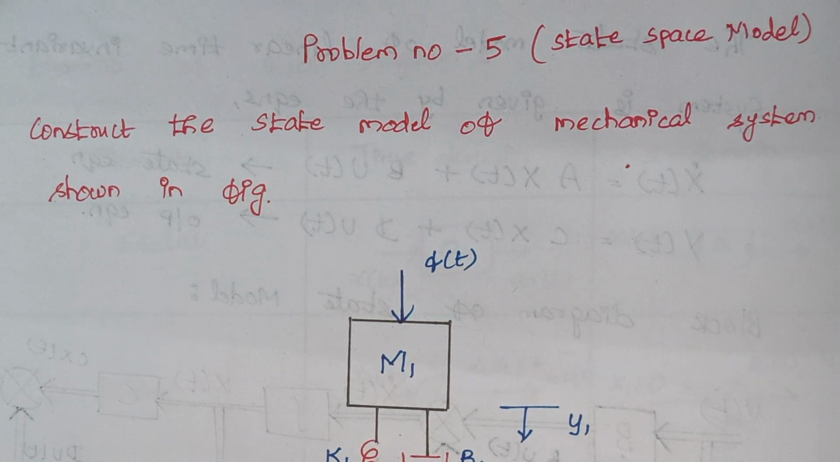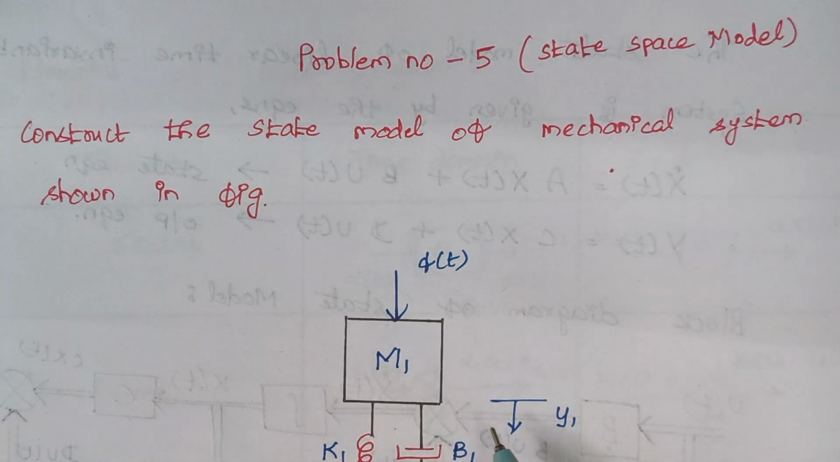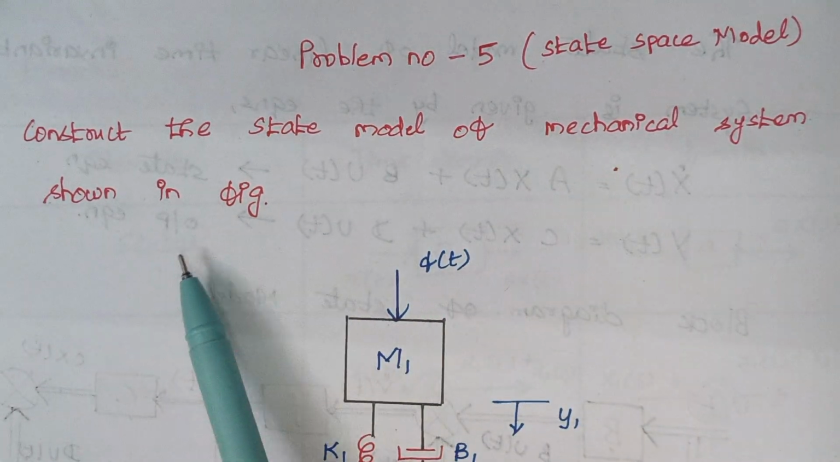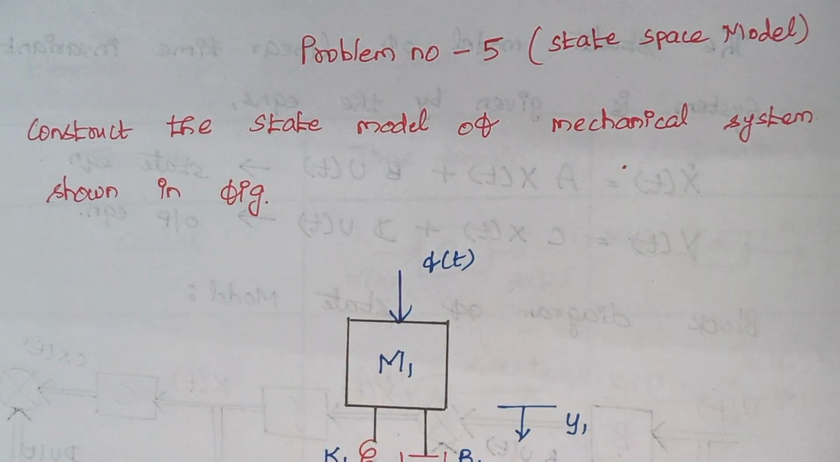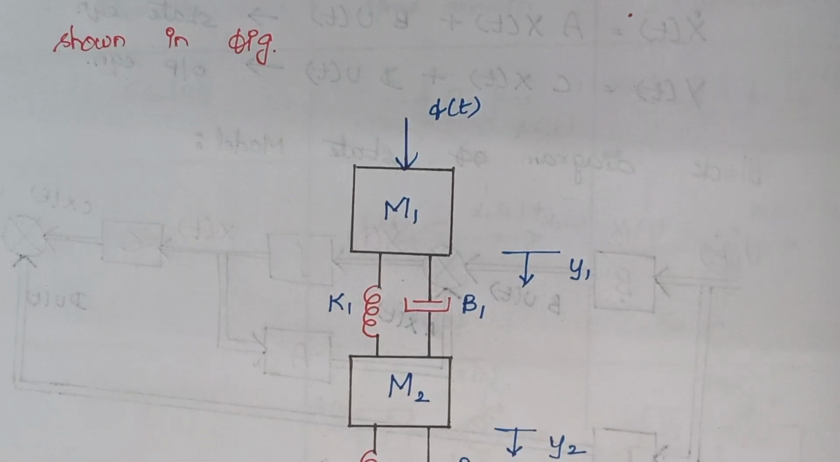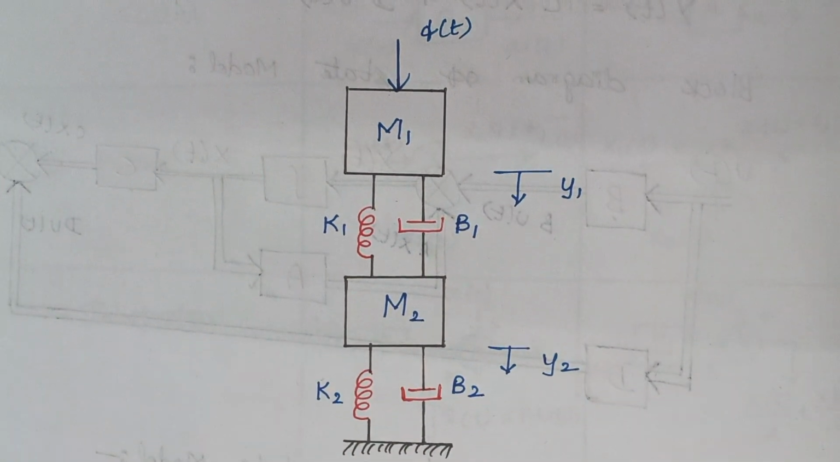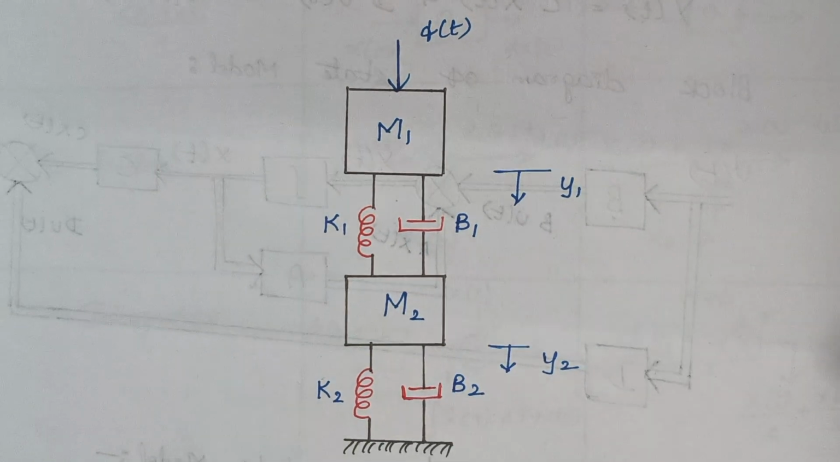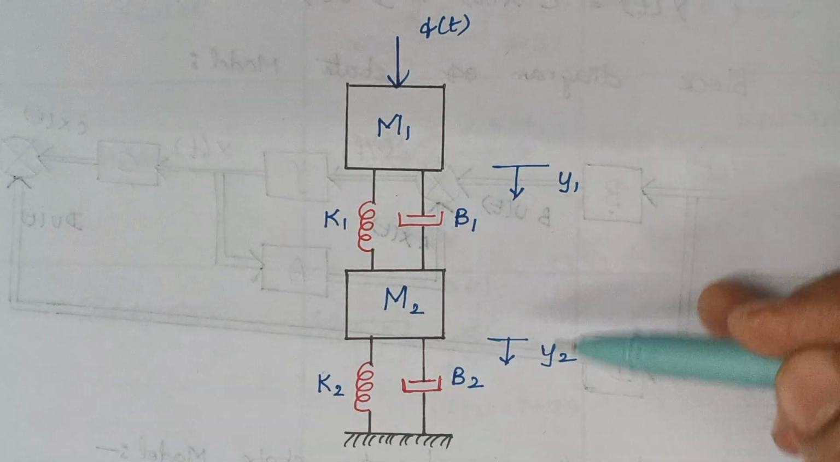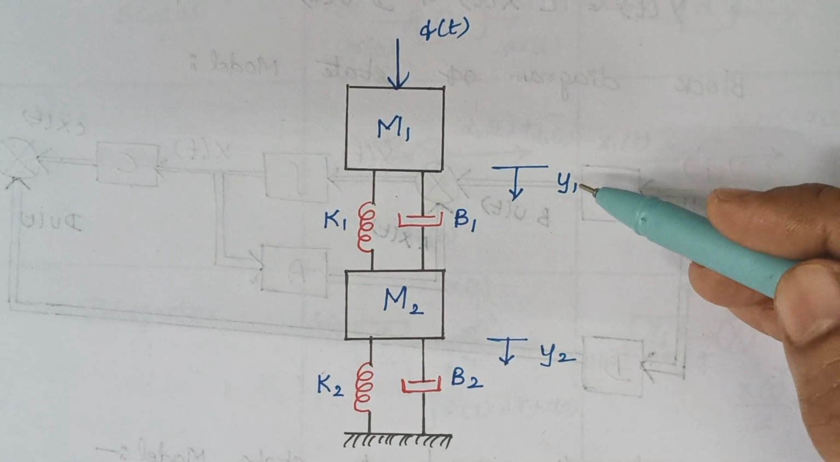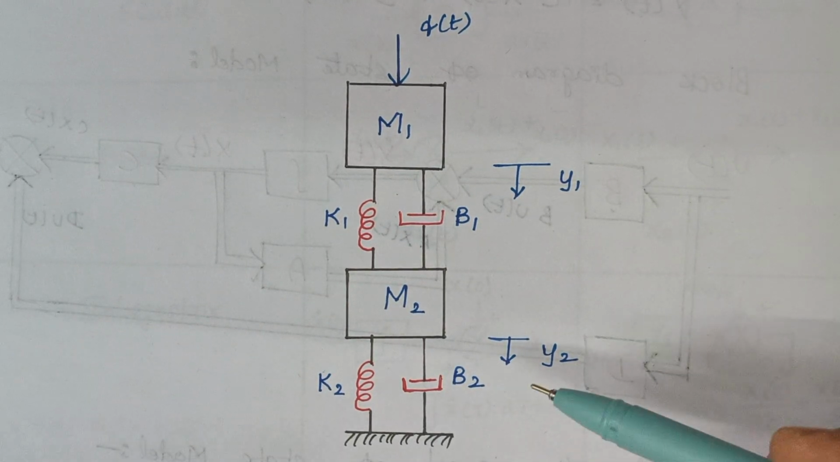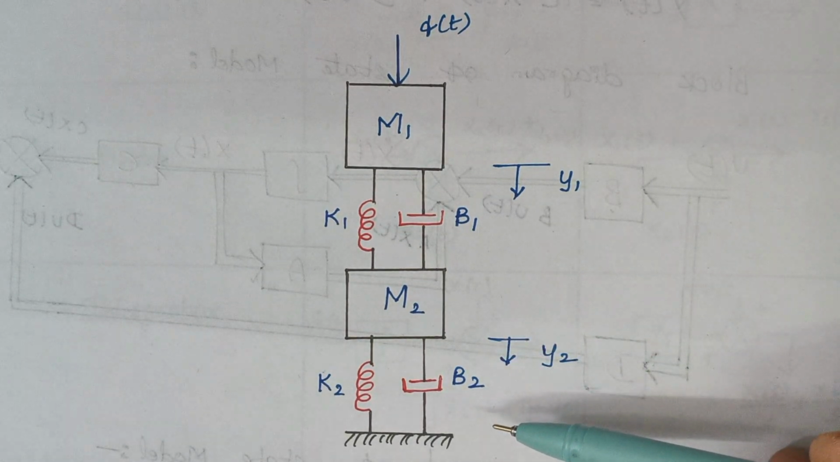Today we are going to solve problem number 5 under the topic state space model. The problem is: construct the state model of the mechanical system shown in the figure. So this is the given mechanical system. Tell me whether this is a translational system or a rotational system. This is a translational system because the displacements are given in terms of y1 and y2, not in terms of theta. So this is a mechanical translational system.